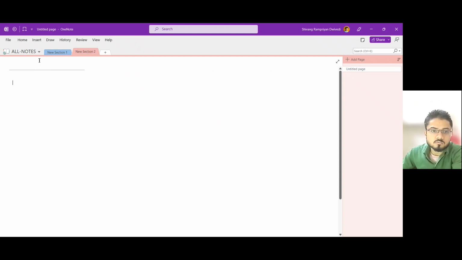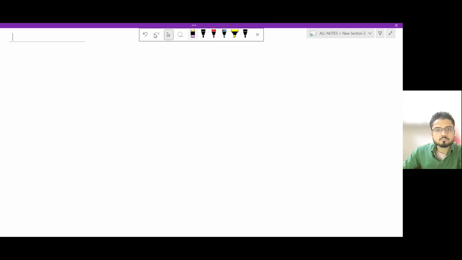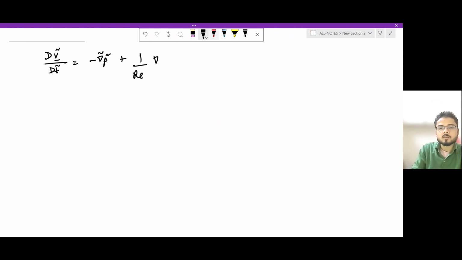Yes, so let's write it like this. The final form of the Navier-Stokes equations will look something like this: dV by dt prime equals minus grad P prime, plus 1 over RE times grad squared, that is the Laplacian of the V vector, non-dimensional, of course. All right.